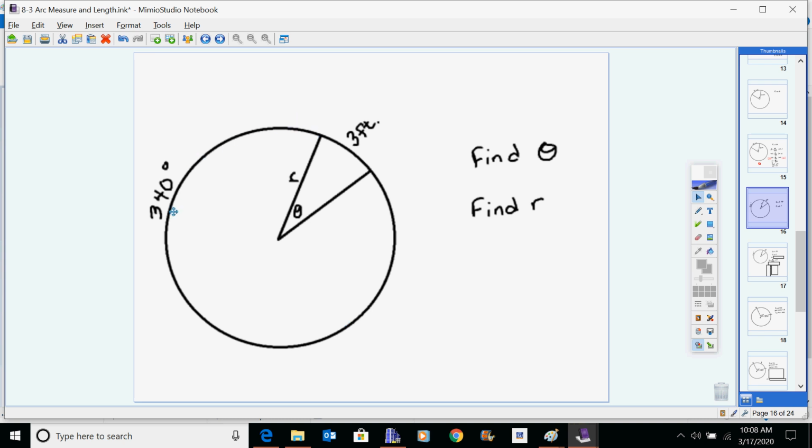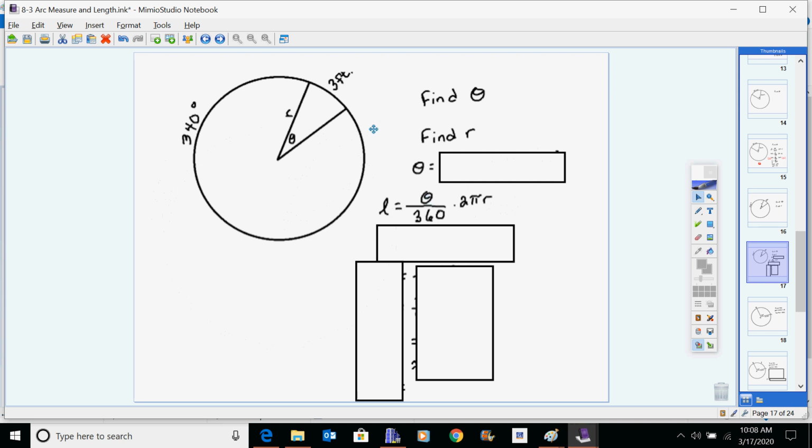We're given that this arc length out here is 340 degrees. So we're going to first have to find theta. If this is 340 degrees and a whole circle is 360 degrees, some of you have already thought, good job, that all you have to do is take 360 minus 340 and you get 20. So 20 degrees is in here.